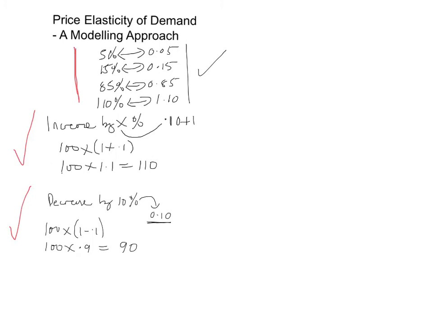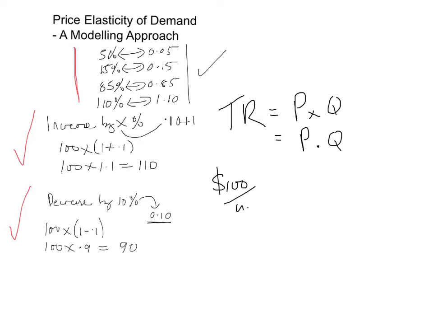Well, it's this one here, that total revenue is equal to the product of price times quantity. Sometimes, instead of using the multiplication sign, we just use a dot to mean multiply. If I tell you the price is $100 per unit, and we sell 10 units, hopefully what you're going to tell me is that the revenue is going to be $1,000. That's great.